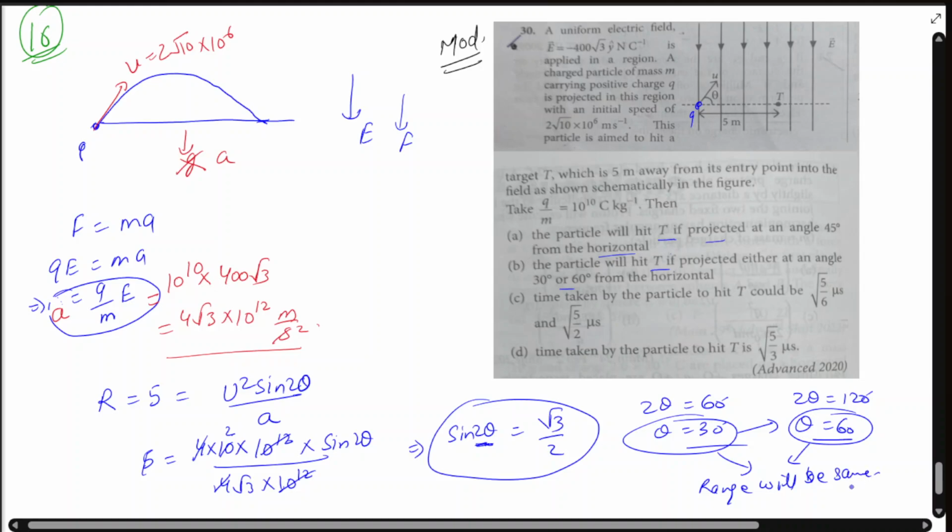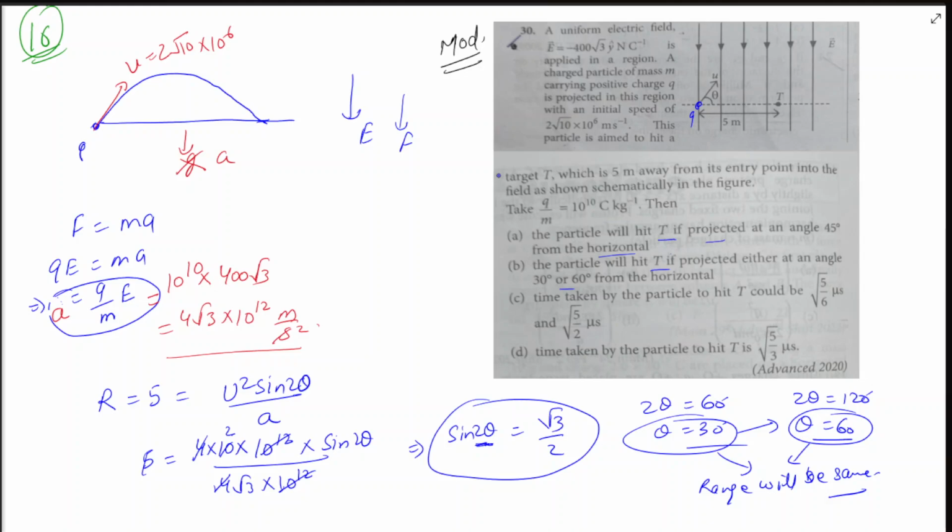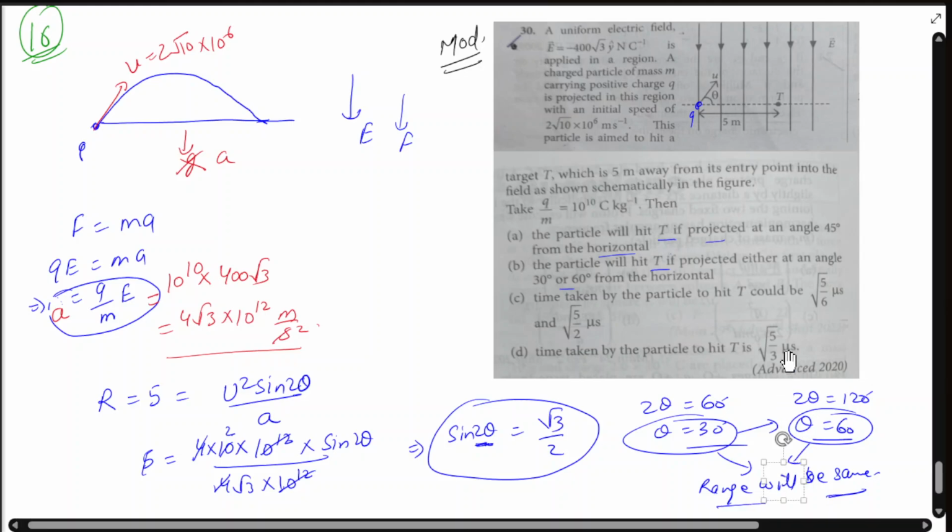Range will be same. Why? We have studied that for two angles, we will have same range, and these two angles will be complementary, right? What are complementary angles? Tell me what are complementary angles? It's a nice class ninth question, right? Yes, the angles whose sum is 90 degree. So for complementary angles, we're going to have same range. Okay, perfect.